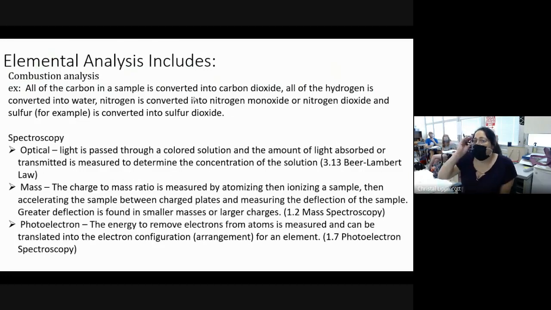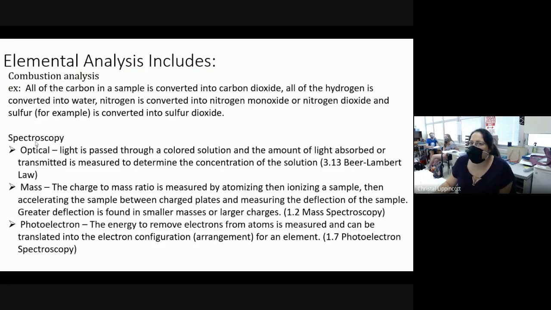The elemental analysis is going to, like I said, have a couple of different ways to do this. You can do a combustion analysis where you combust some of the material. So a carbon containing compound is going to be converted into carbon dioxide. The hydrogen is converted into water, and you can measure how much carbon dioxide is driven off and how much water is driven off. And then the nitrogen is converted to nitrogen monoxide or nitrogen dioxide, and sulfur is converted into sulfur dioxide.